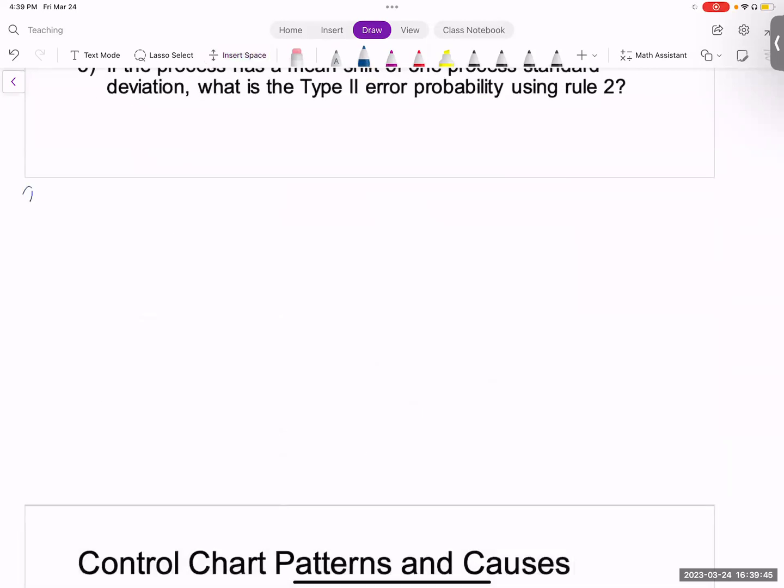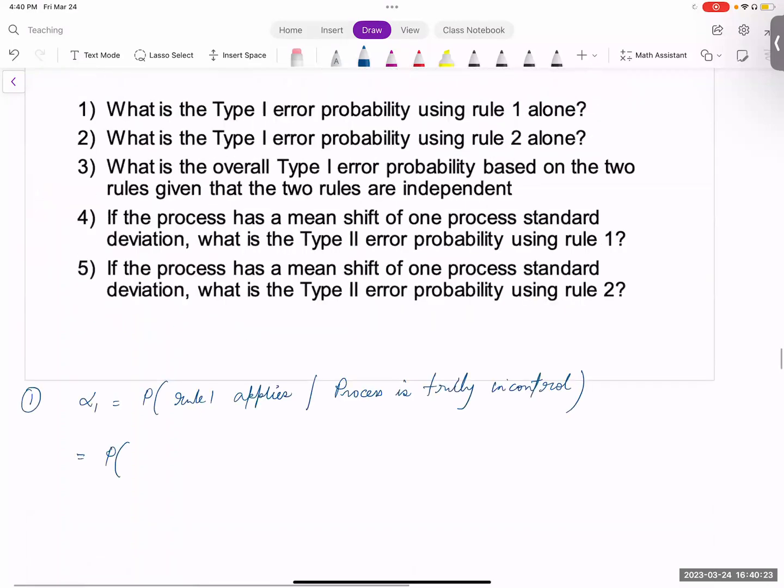For the first problem, I'm going to call this alpha 1, the type 1 error probability using rule 1. This is equal to the probability that rule 1 applies given the process is truly in control. This is what the definition says, right? Okay. Let's now write down rule 1. Rule 1 says if 1 or more sample means exceed either the upper or lower control limit, then the process is out of control. That's the rule, right?